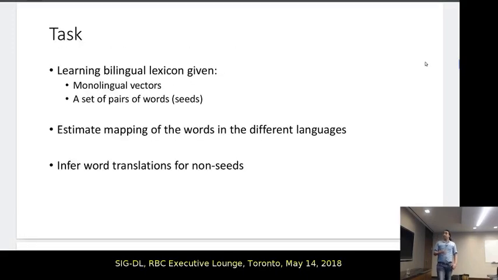Okay, so the task, one more time, is learning a bilingual lexicon given monolingual vectors. So you have embeddings for English, and I gave Chinese as an example, so I'm going to go ahead with it. Then you also have word embeddings for Chinese. You have these two, and you want to be able to generate one from the other. When it says infer word translations for non-seeds, seeds are our seen data set, which is a small lexicon.